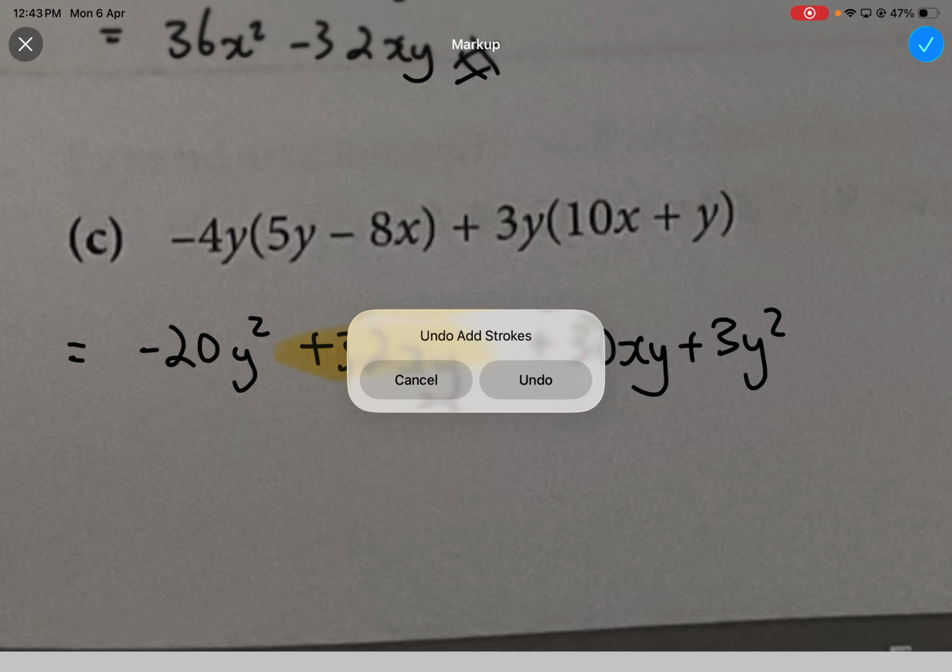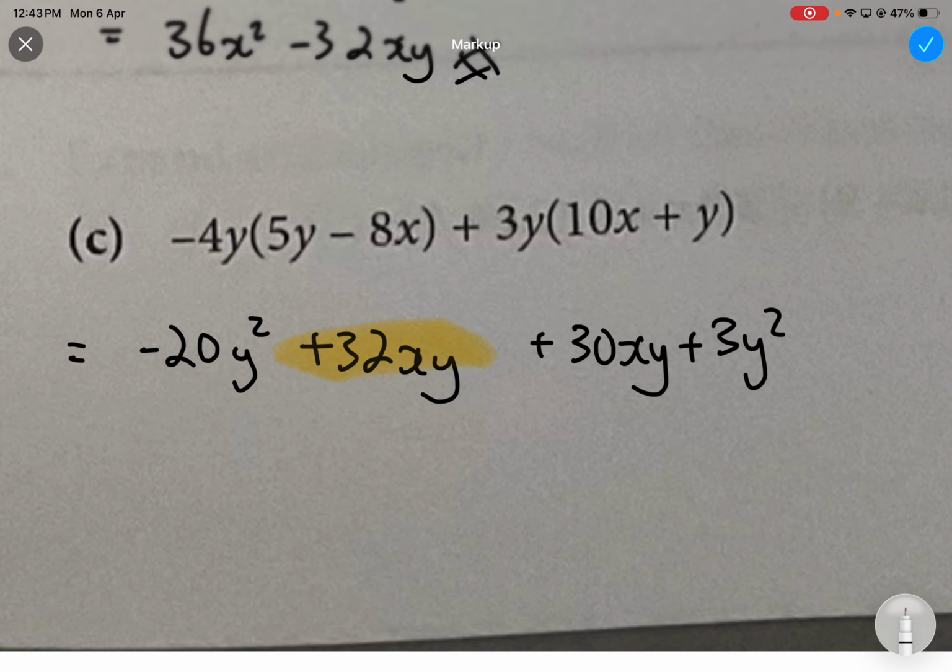Okay? Make sure you get the positive 32xy, because negative will change this negative to positive, and negative will change this positive to negative. Double check this one. Then like terms add together. y square and y square: negative 20 plus 3, so I still have negative 17. Plus 32 plus another 30 all together, plus 62.